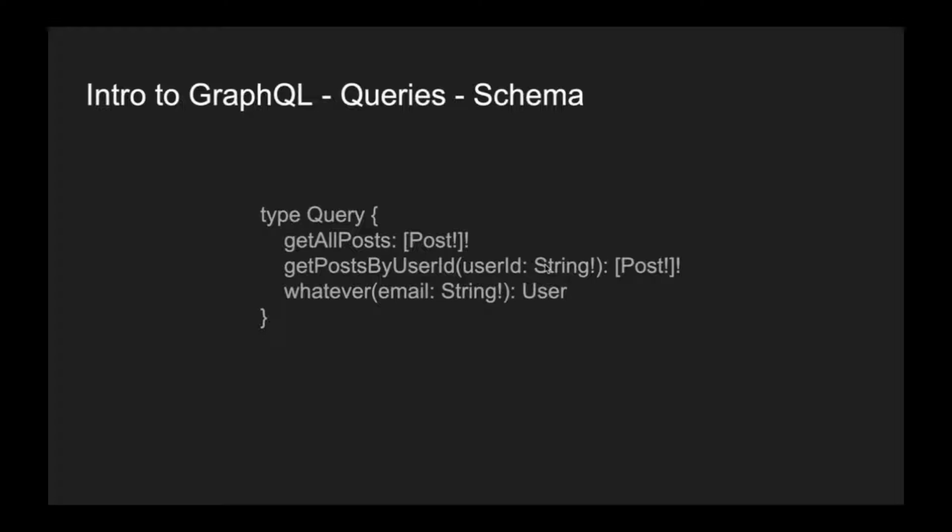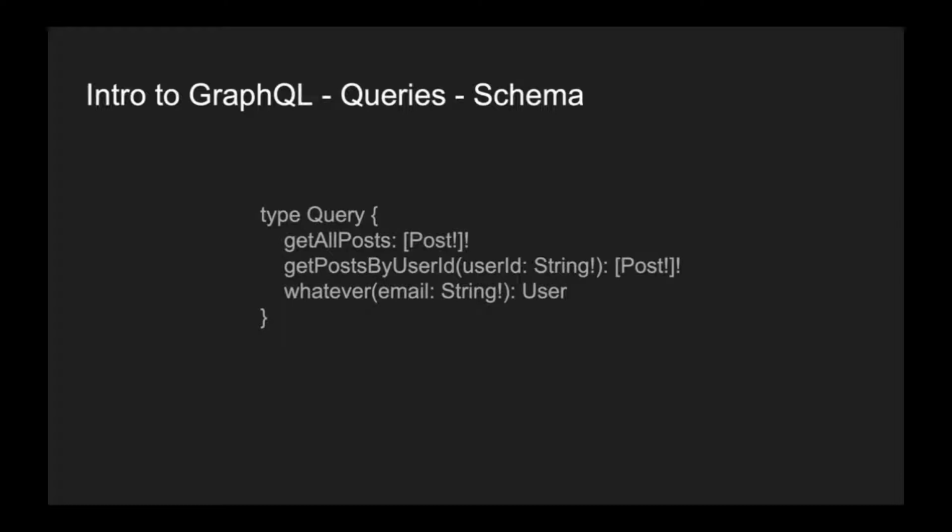And if I wanted to have more than one parameter, I would just separate them by comma. This is definitely a little bit different from how you would define function parameters in Java and C, so it looks a little weird at first. And then I'm saying the return value for this is also another list of posts that should never be null. And then lastly, I have an operation called whatever, and I will explain why it's called whatever later.